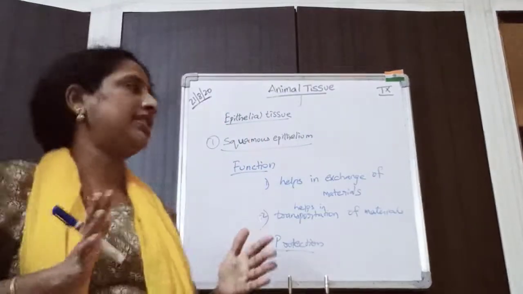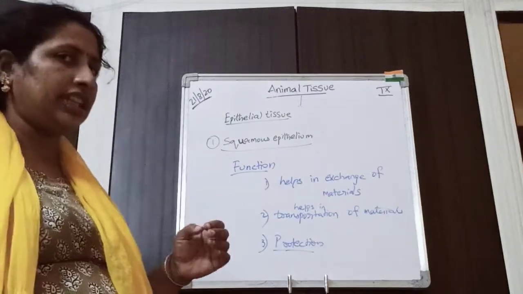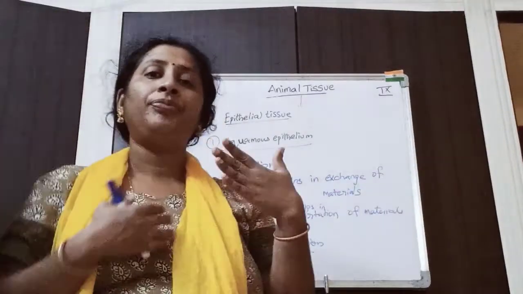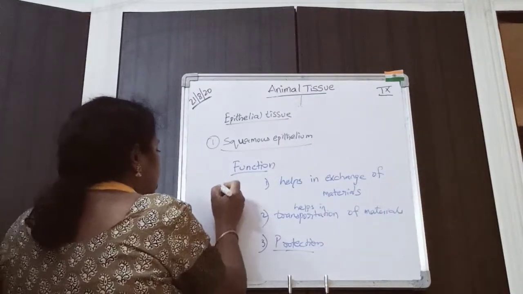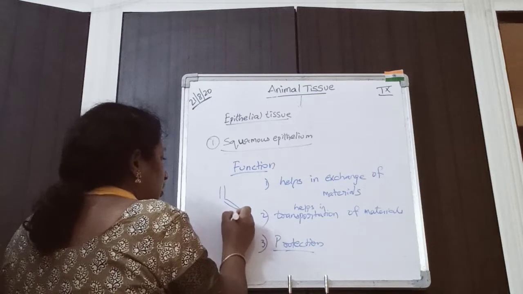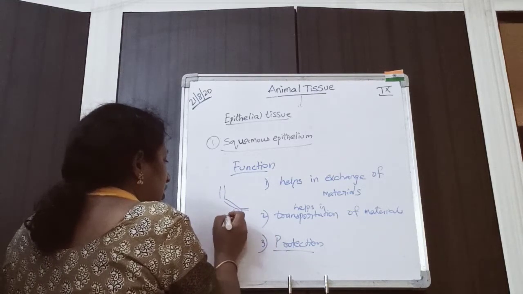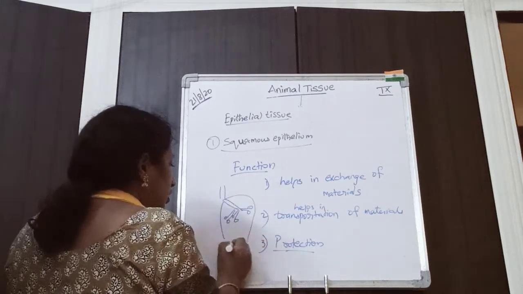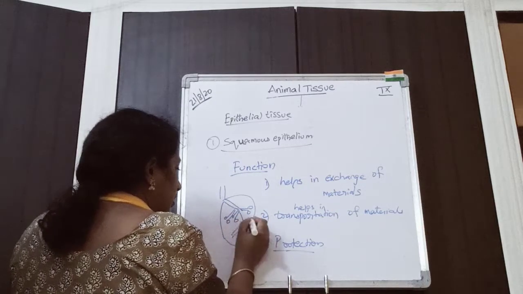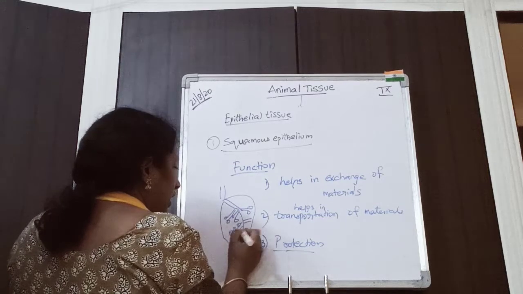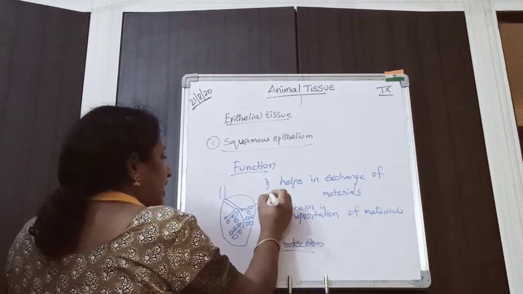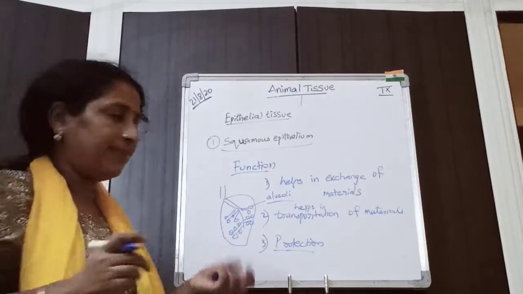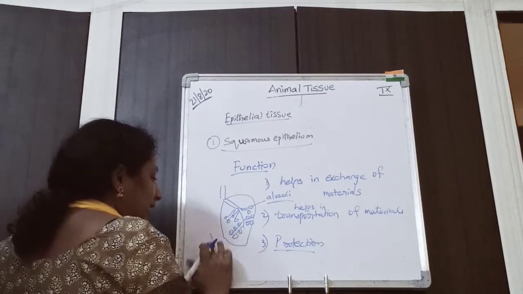So squamous epithelium cells help in exchange of materials. If you see, they are present in the alveoli of lungs. Next, small intestine. So what happens there? If you see, this is our lung. In our lung, you will find small bubble-like structures. These small bubble-like structures are called alveoli. At this place, exchange of oxygen and carbon dioxide occurs.